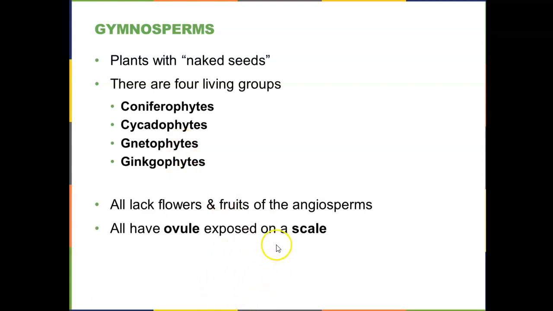So what they have is a structure called a cone, and there's a lot of variation in this cone structure, but all of the cones are characterized by a thing called a scale. So when you visualize a pine cone in your mind, and we'll look at a picture in a bit, each of the individual pieces of that cone is called a scale. It's kind of like a leaf. It is, in fact, a modified leaf.